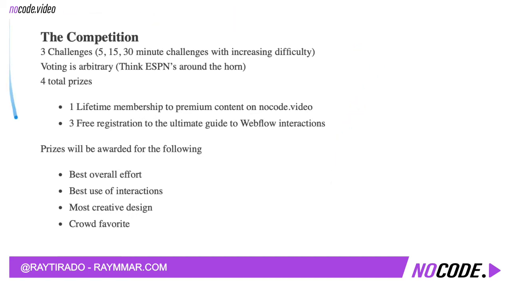So let's jump into the basic rules. It's pretty simple. There are going to be 3 challenges of increasing complexity. The first one's going to be 5 minutes. The second one will be 15 minutes. And then the last one will be 30 minutes. Voting is fairly arbitrary. We don't have any proper voting methodology here. At some point, I will come up with a proper scoring metric for this, but for the first one, we're just going to be fairly arbitrary.